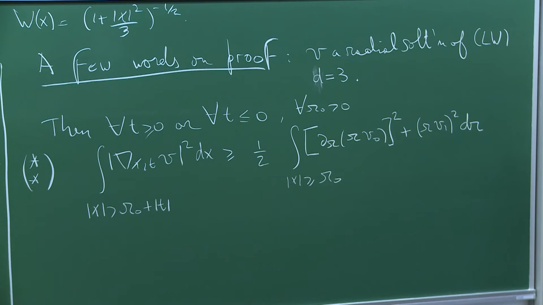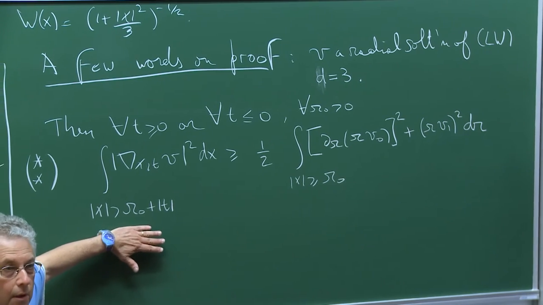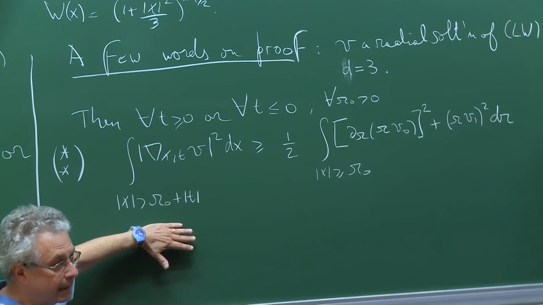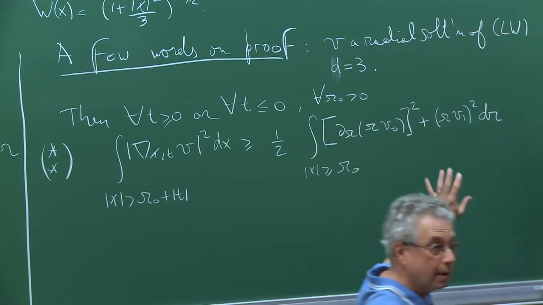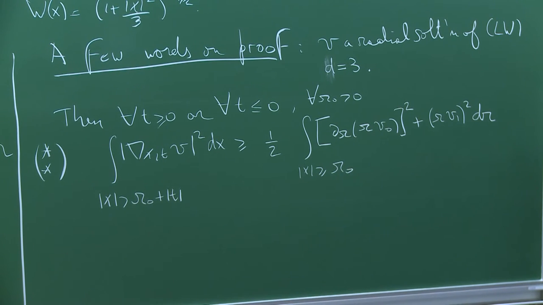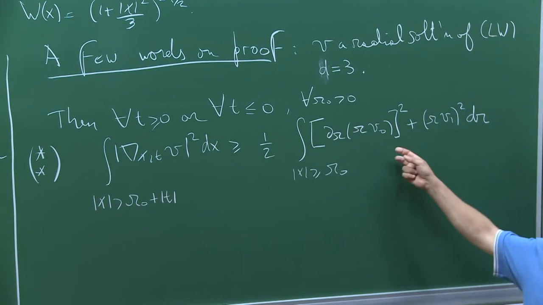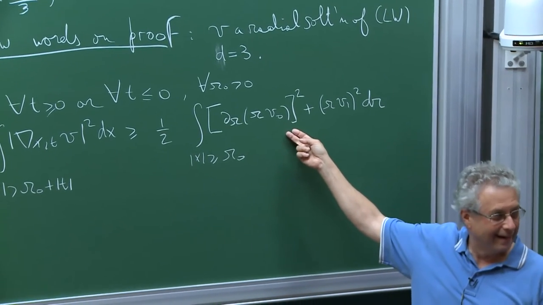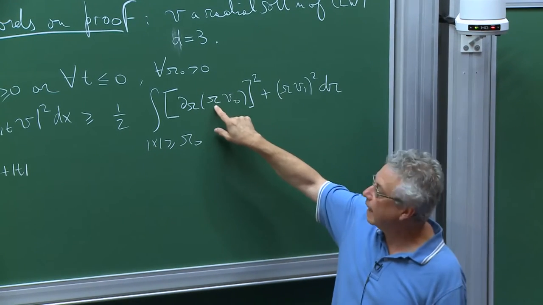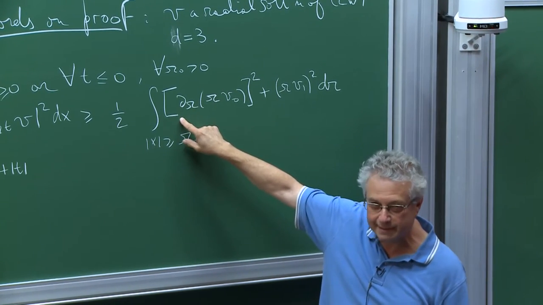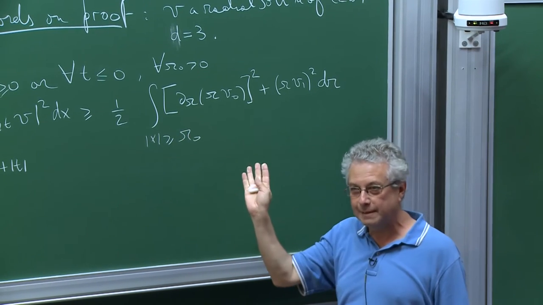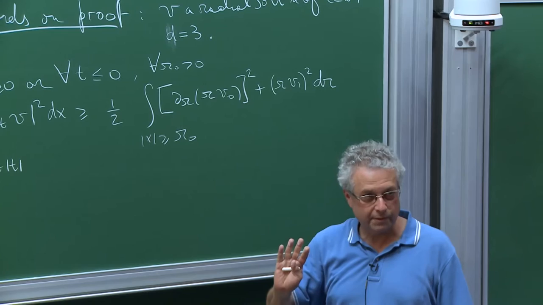So you have this inequality that for all t positive or for all t negative, we have a uniform lower bound on this outer part of the energy in terms of the initial one. Let me first make one remark. Here, I don't exactly have the initial energy because I have the R inside instead of outside. Why do I do that? Because if I put the R outside, this is false.